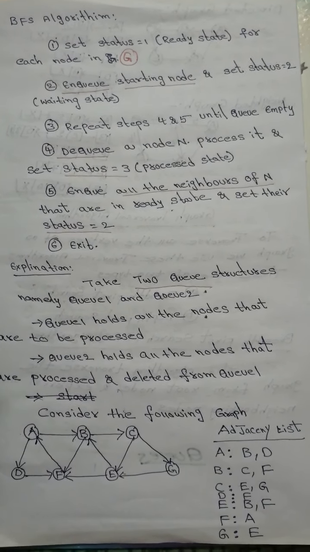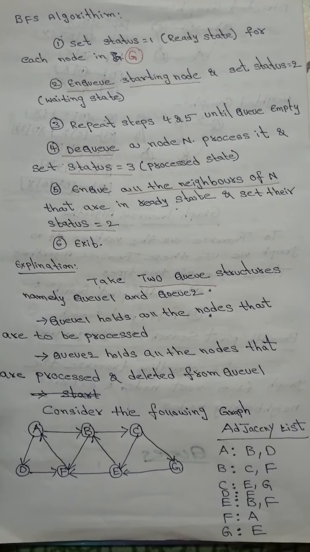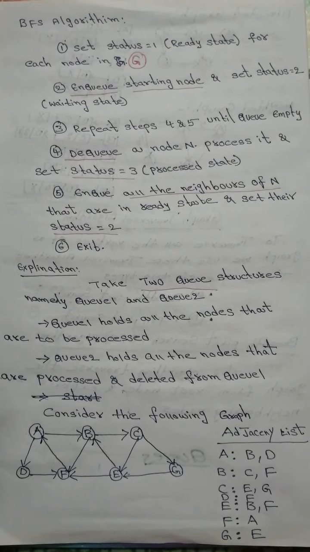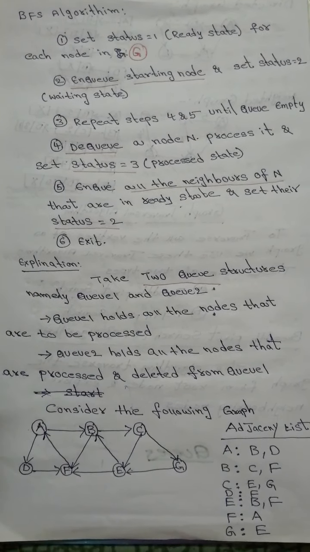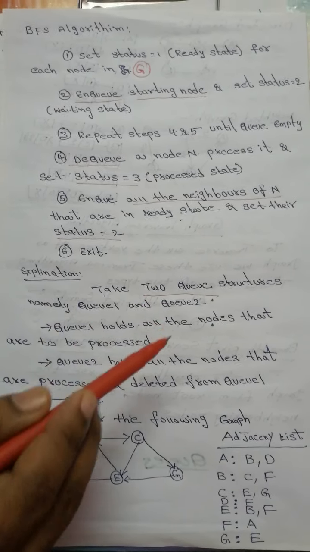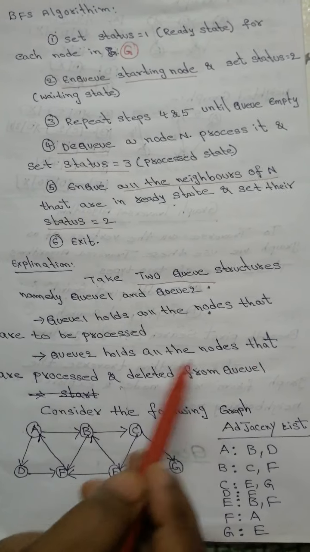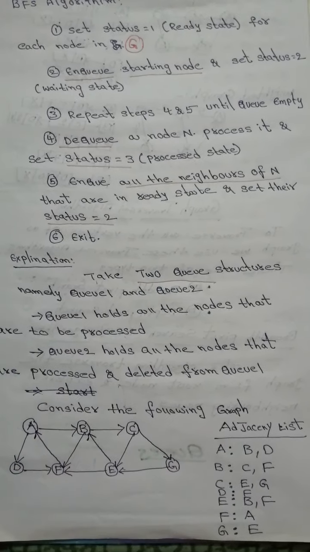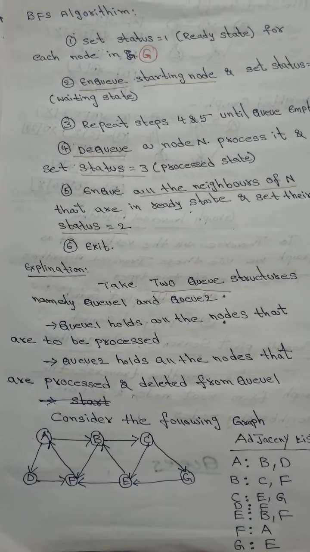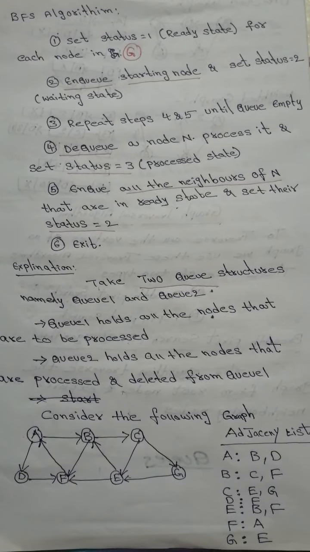From the second queue, we can get the minimum path, that is, what nodes are to be traversed. We can get the answer from the second queue. So taking two queue structures, Q1 holds all the nodes that are to be processed, and Q2 holds the nodes that are processed and deleted from Q1. Q1 will store all the nodes being processed, Q2 will store all the deleted nodes. From Q2, we will get the result.